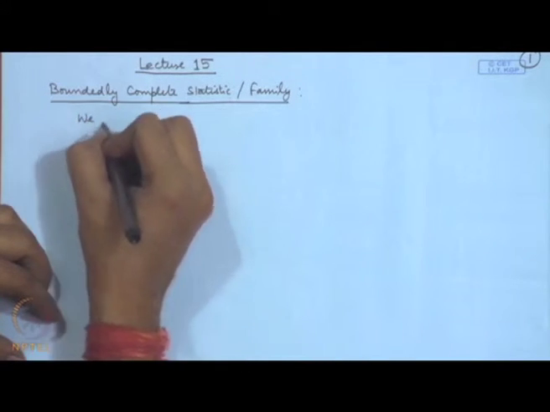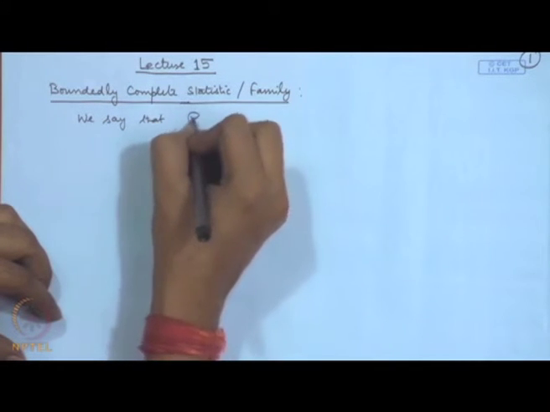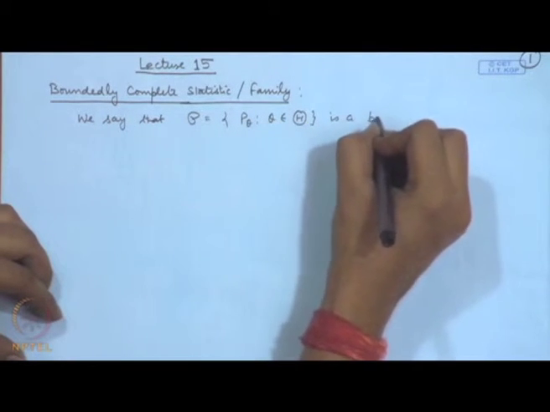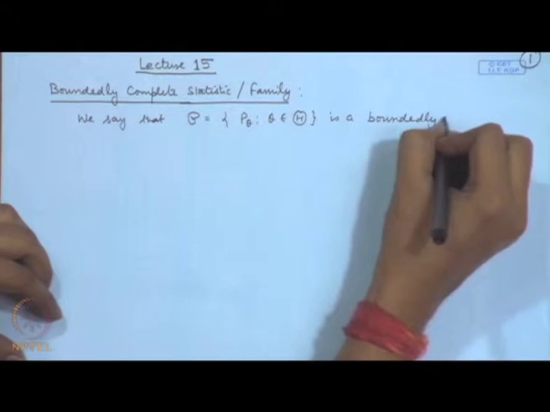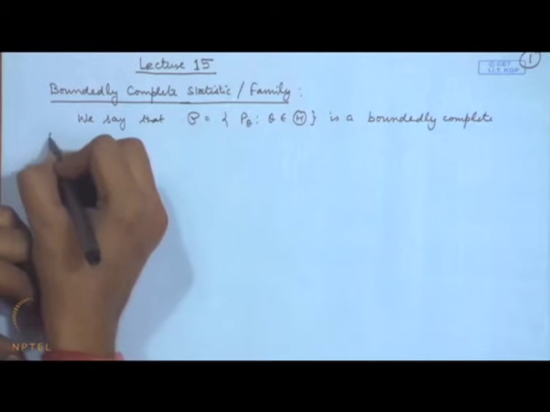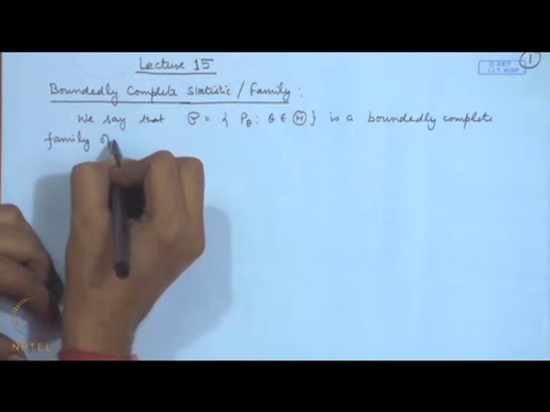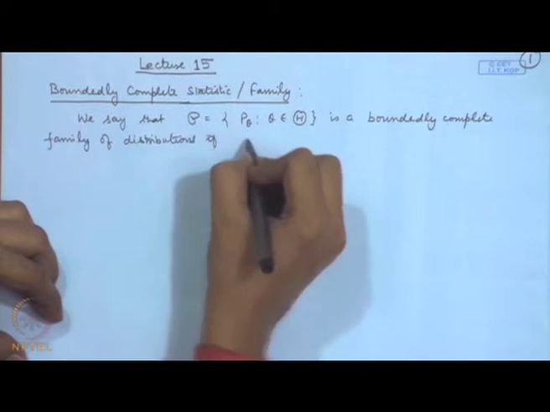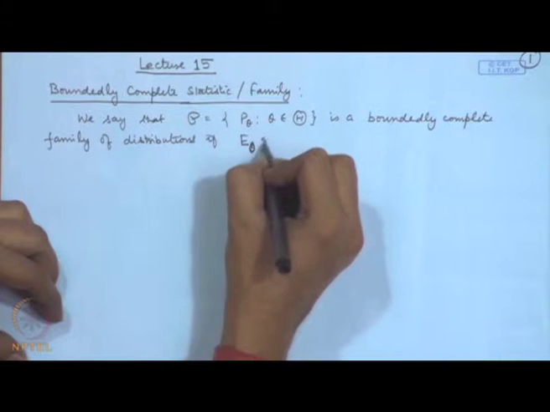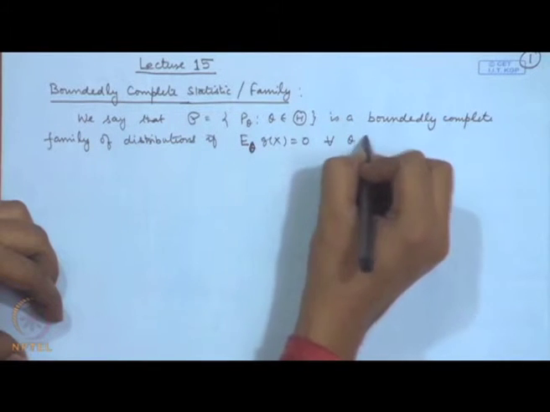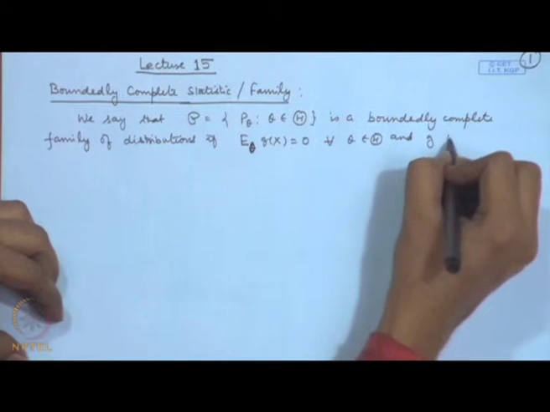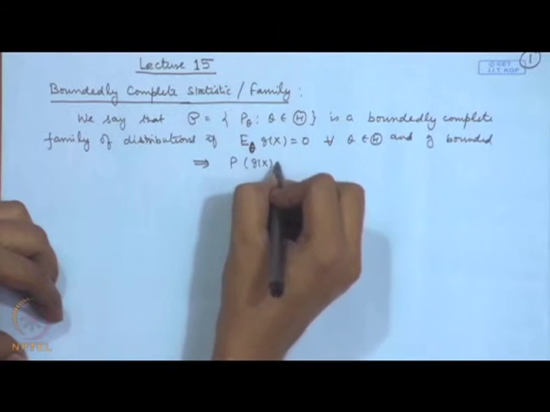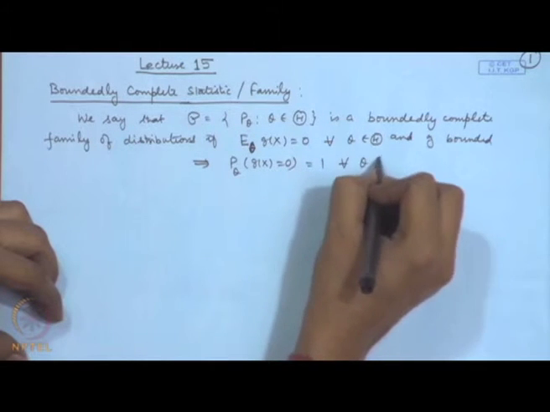So, we say that P equal to P theta is a boundedly complete family of distributions if expectation of g(X) is equal to 0 for all theta and g bounded implies that probability of g(X) equal to 0 is 1 for all theta.